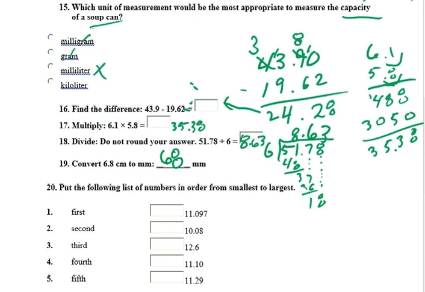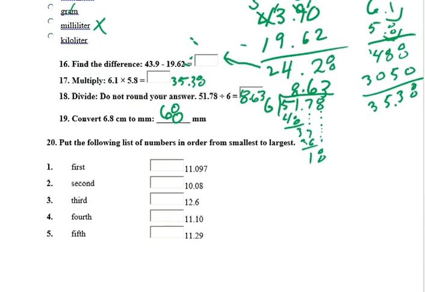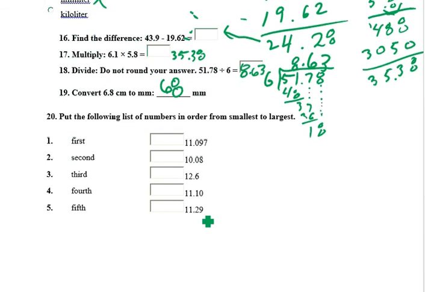Put the following list of numbers in order from smallest to largest. So let's just look them over. If they were money, this would be the least, $10.08. So I'm going to make that 1. And then 11.09, 11.10. 11.09 is smaller than 11.10. If I had $11.09 versus $11.10, even if I rounded this up to 11.10, this would still be a little smaller. 2, 3. So we got those two out of the way.